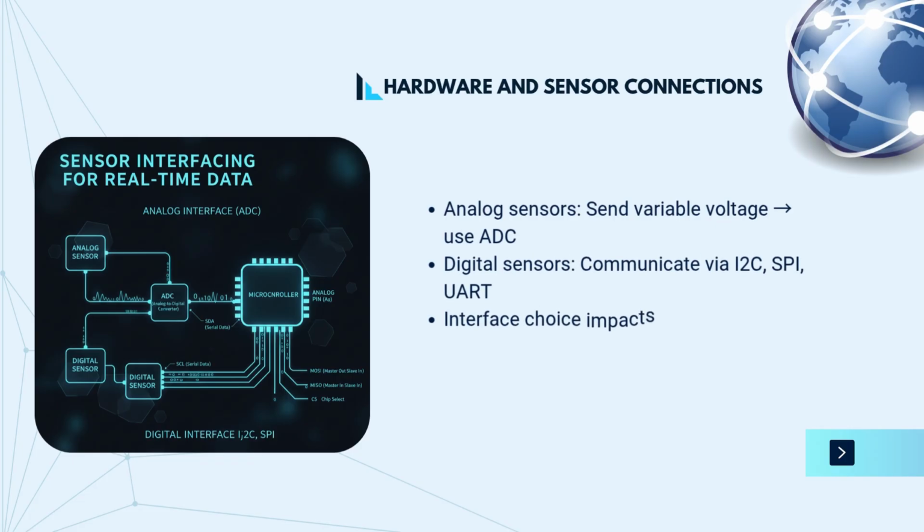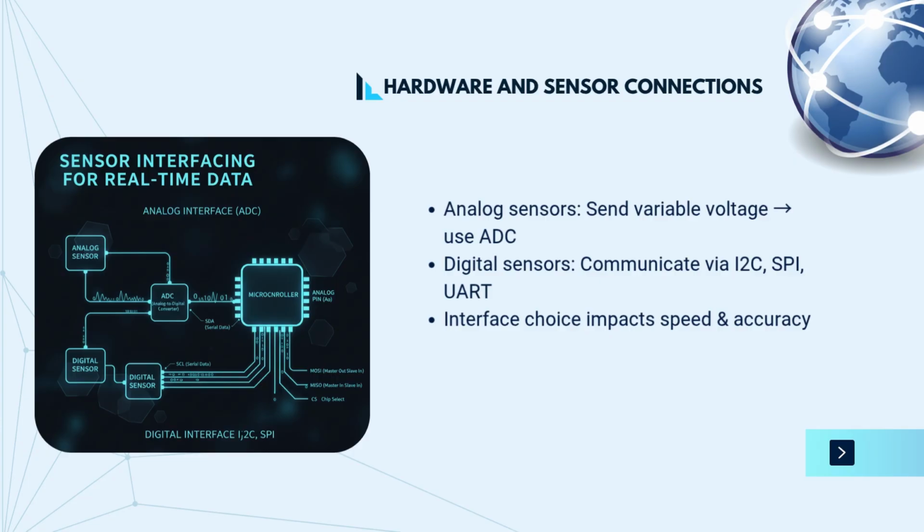Sensors come in two main types, analog and digital. Analog sensors output a continuous voltage that varies depending on the physical quantity measured. For example, a temperature sensor like the LM35 changes voltage as temperature rises. To read this, the microcontroller uses an ADC, an analog-to-digital converter, which converts the analog voltage into a digital number that can be processed. Digital sensors, on the other hand, communicate using digital communication protocols like I2C, SPI, or UART.